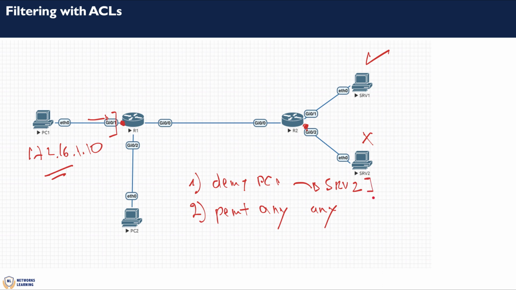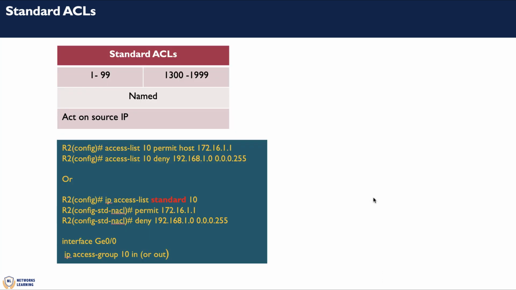So using extended access lists gives us this benefit of being a little bit more selective about the kind of traffic that we want to match and take action on. So let's just recap on these two types of access lists. We have the standard access lists, and they could be numbered, starting from 1 to 99 and 1300 to 1999. They could also be named.